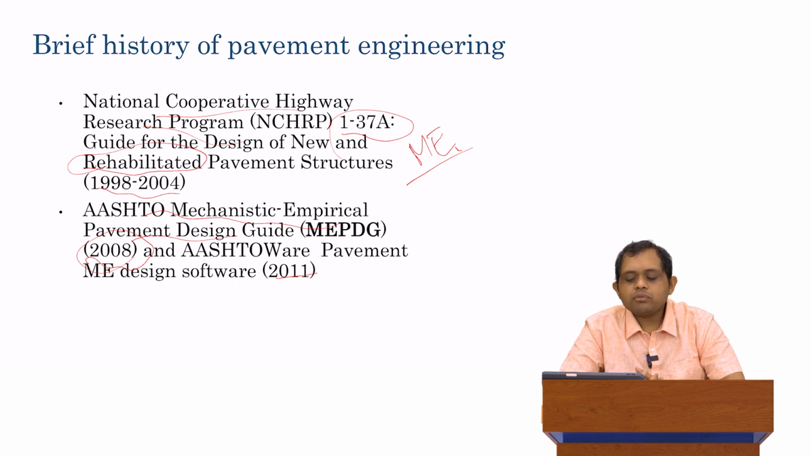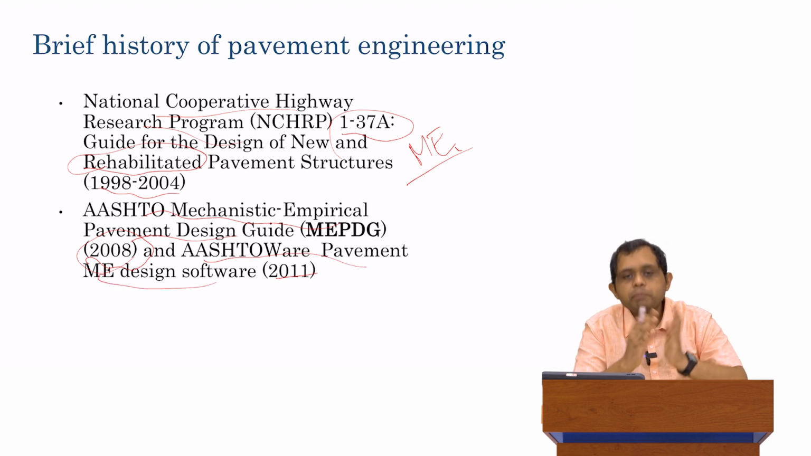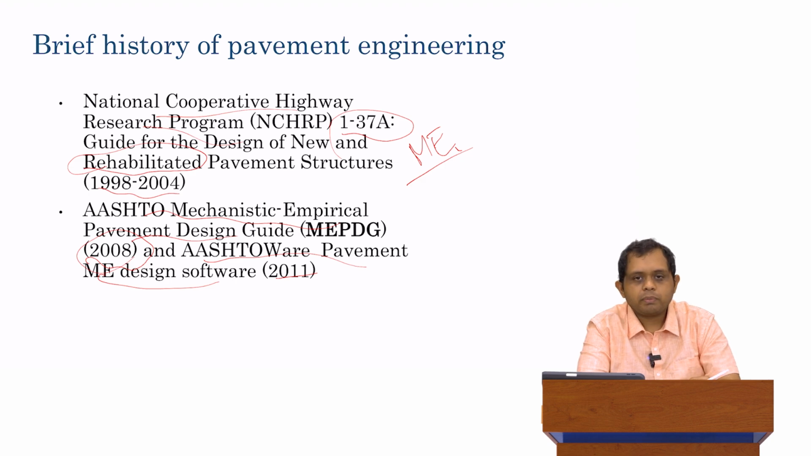By the time we came to the mechanistic empirical pavement design guide, it was essentially impossible to do that anymore. So in 2011, a companion software, called the AASHTO Pavement ME design software, which implemented the design guide, was also published. It cost quite a lot, but it was really a major change in the way design was done, because it moved away from empirical design into mechanistic empirical design.